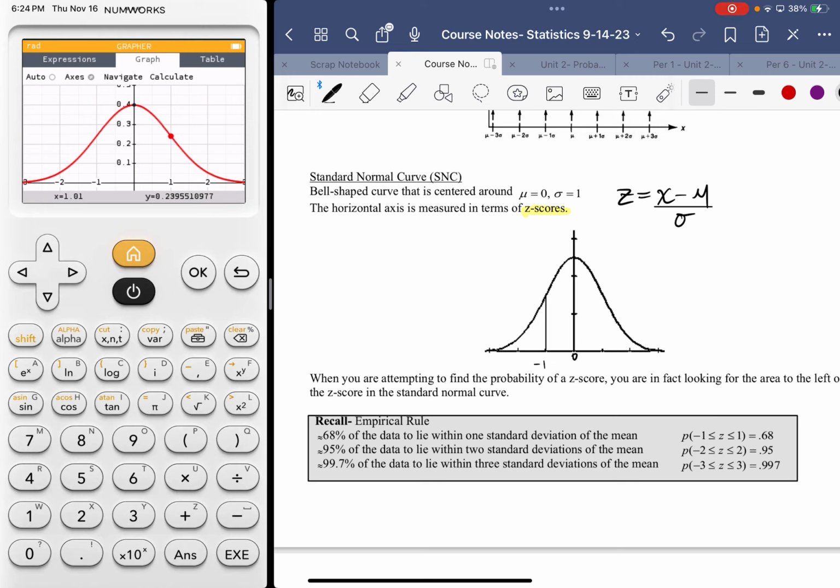So if I go from -1 to 1 in the standard normal curve, that should end up giving me about 0.68. All right. So that goes back to the empirical rule. About 68% of the data will lie within one standard deviation of the mean. So this area here, which I'll highlight in yellow, this corresponds to about 68% of the data, if it's a normal distribution.